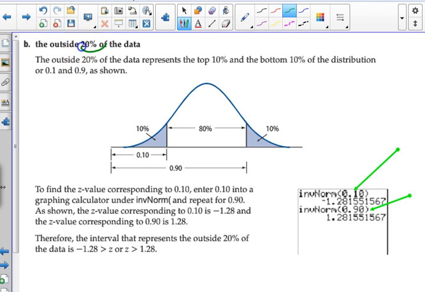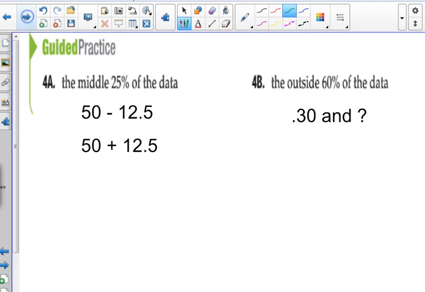So it says the outside 20%. Well, if this is 50%, how do we get down here? It means there's 10% down here and 10% up here, right? So you use inverse norm of 0.10 and inverse norm of 0.9, and it says the z-score is between negative 1.28 and positive 1.28. Below that and above that. All right. Yep.